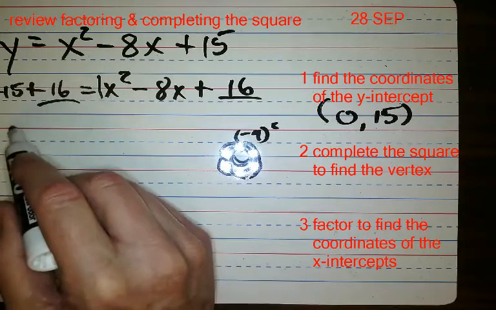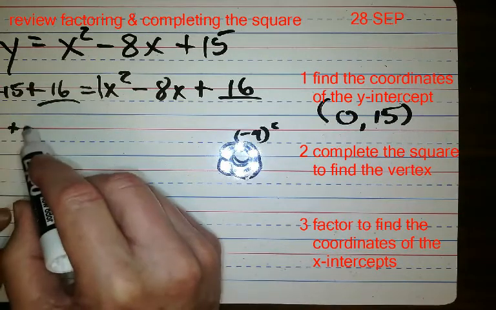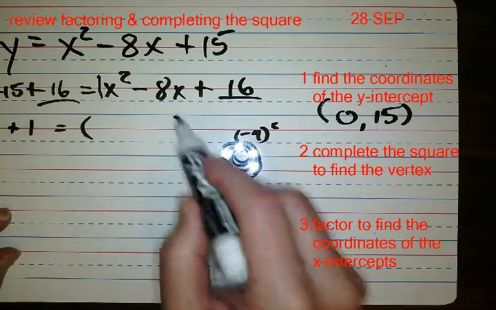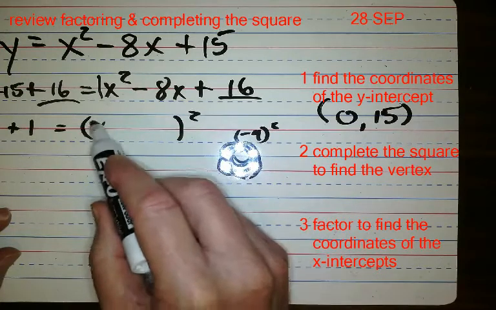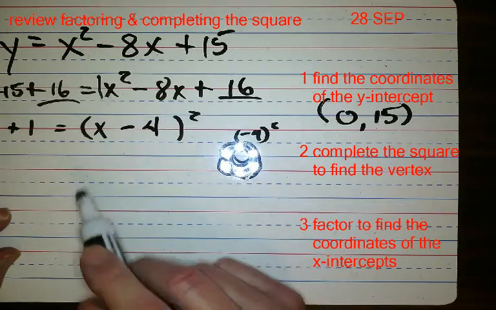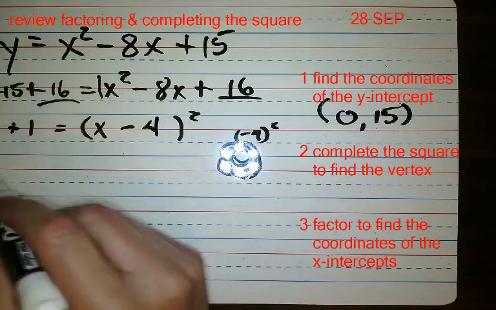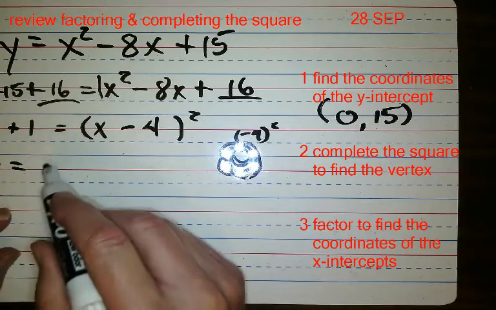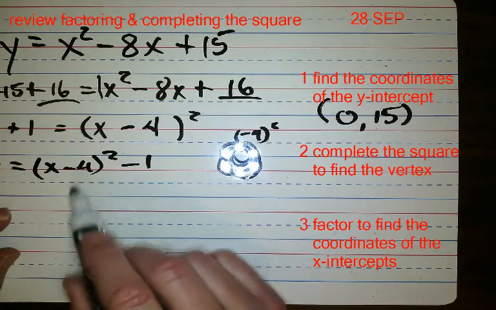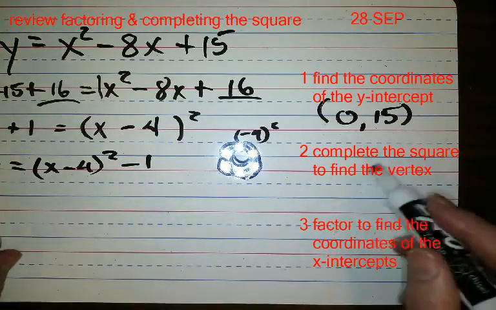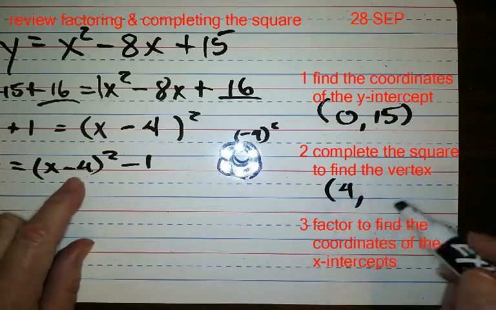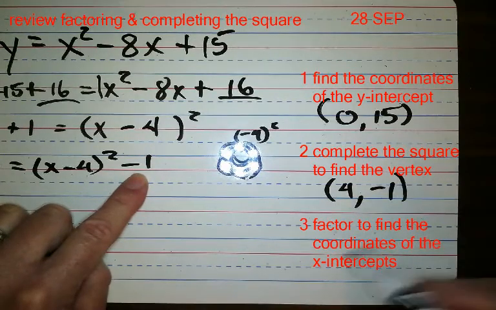15 minus 16 is 1, so that's plus 1. Oh, 16 minus 15, positive 1. There we go. And then over here we have to factor. And remember, it's always, always, always half of the middle. Half of the middle every single time. So y equals (x minus 4) squared minus 1. So what's the vertex? The vertex is the opposite of this one, positive 4, and exactly that one, negative 1.